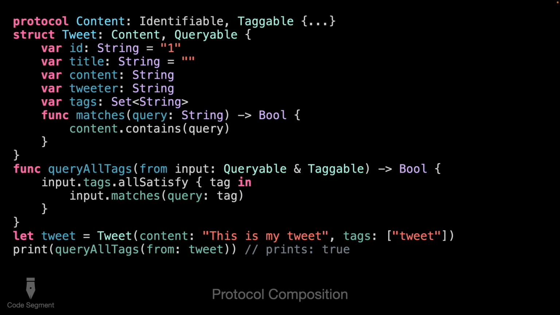The important parts, I probably could have like dotted this stuff because it's not important. But yeah, the two things we care about right now are tags and matches, and the fact that because tweet adopts and conforms to both queryable and taggable, we can pass it into the query all tags function correctly. Cool. Any other questions?